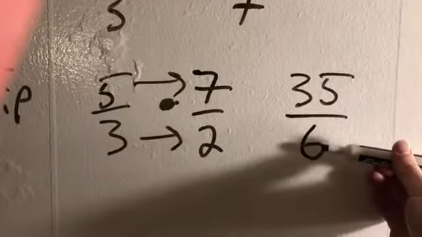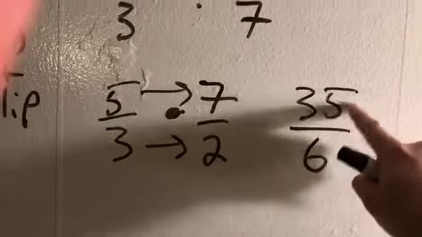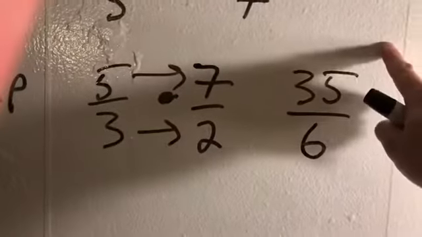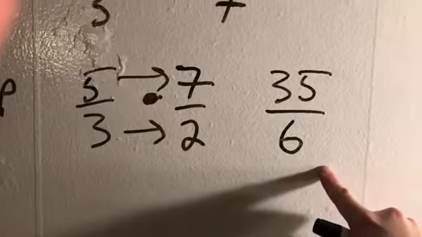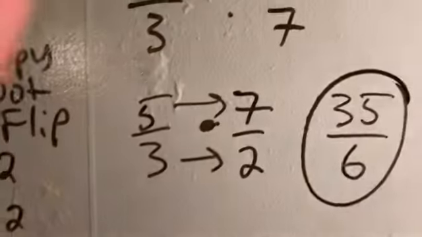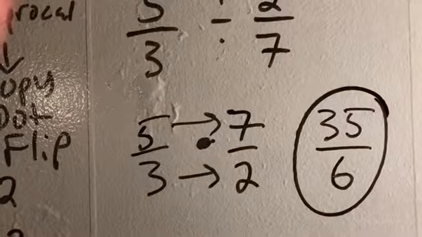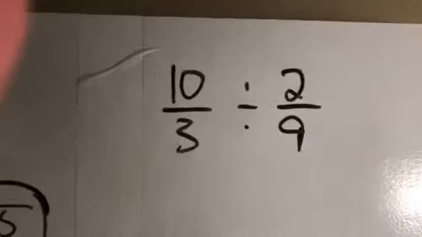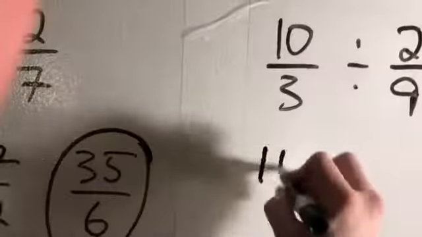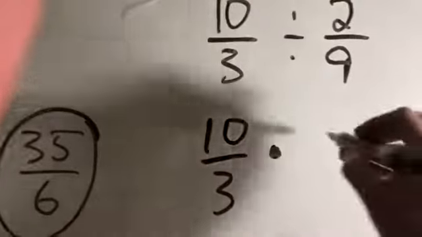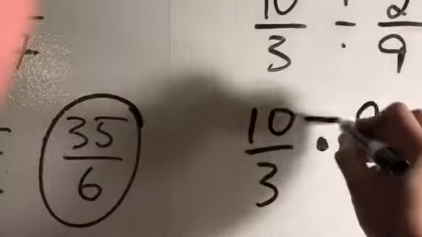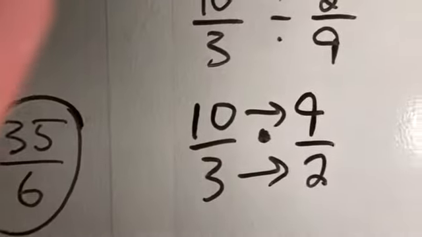Can I divide both of these numbers by the same thing? Well, I know I can divide 35 by 7 or 5. This I can divide by 3 or 2 or 6. So it looks like I can't do anything. I can't divide by the same number there. Once again, we're going to copy, change it to multiplication, flip it, and now we can multiply straight across.